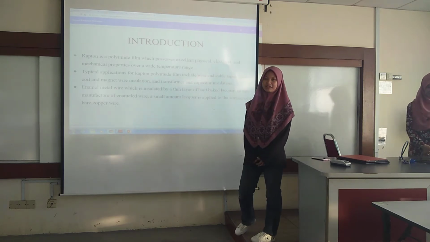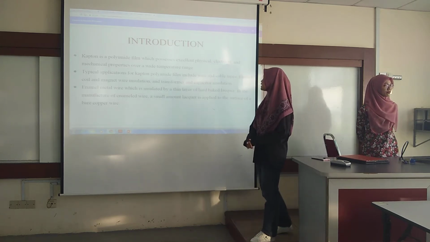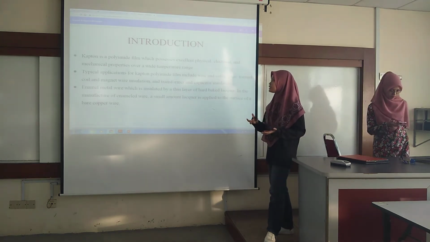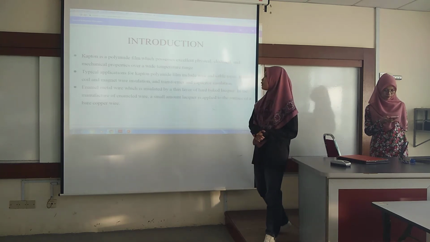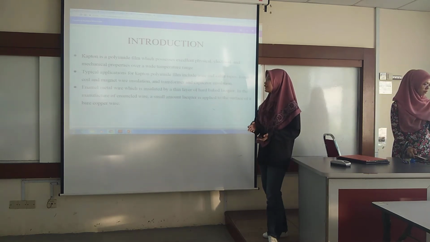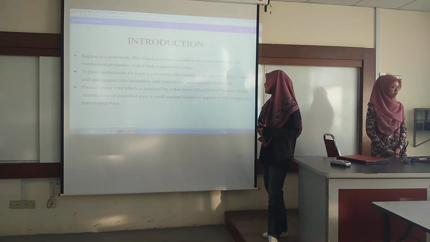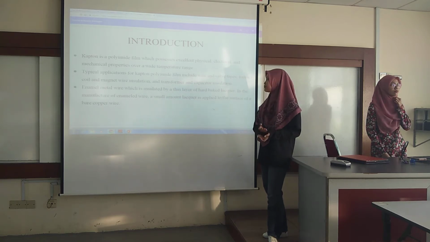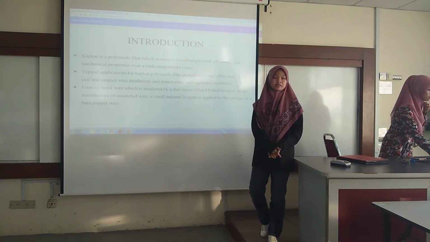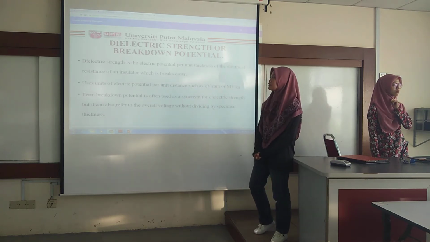Okay, for the introduction, I will explain about Kapton and enamel first. Kapton is a polymer which possesses excellent physical, electrical and mechanical properties over a wide temperature range. Kapton's typical applications include wire and cable tape, foil, coil and magnet wire insulation, and also transformer and capacitor insulation. Enamel wire is insulated by a thin layer of hard enamel. In the manufacture of enamel wire, a small amount of enamel is applied to the surface of a bare copper wire. Next, I will explain about the dielectric strength or breakdown potential for my comparison.